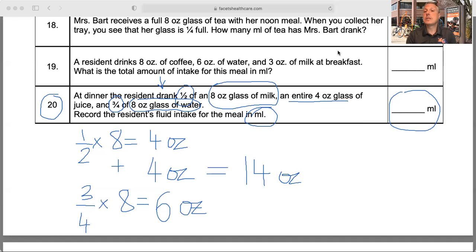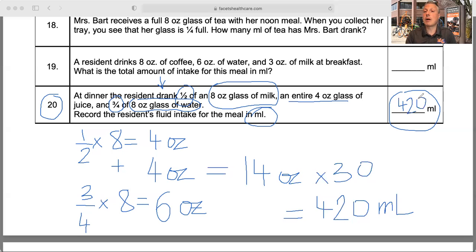We have 14 ounces. What we're going to do lastly here is multiply this at the end by the 30. And when we multiply this at the end by the 30, we're going to do 14 times 30. We are going to end up with 420 milliliters of fluid intake. And that would be our final answer in the box here, 420.